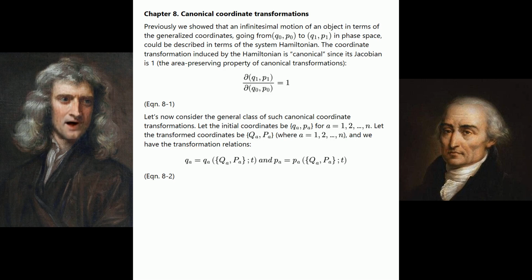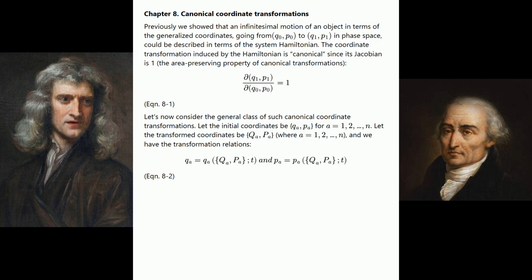Chapter 8. Canonical coordinate transformations. Previously we showed that an infinitesimal motion of an object in terms of the generalized coordinates, going from q sub 0, p sub 0 to q sub 1, p sub 1 in phase space, could be described in terms of the system Hamiltonian. The coordinate transformation induced by the Hamiltonian is canonical since its Jacobian is 1, the area-preserving property of canonical transformations. See equation 8-1.